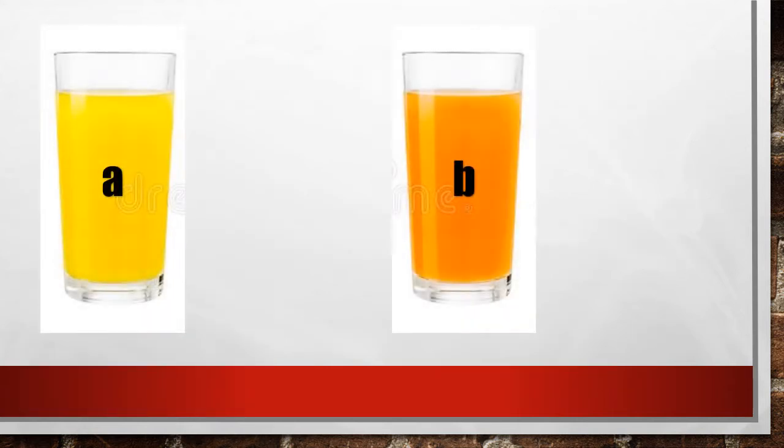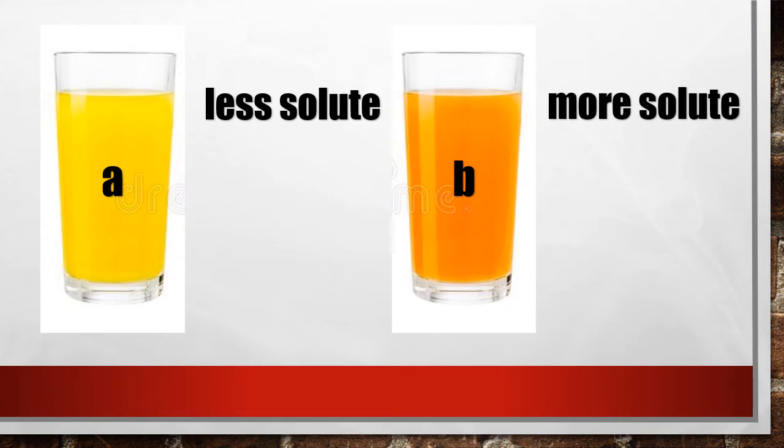In this illustration, which glass do you think contains more solute? Is it glass A or glass B? Glass A contains lesser solute while glass B contains more solute. You can easily tell with the way it looks. Lighter color is unsaturated and darker color means saturated.